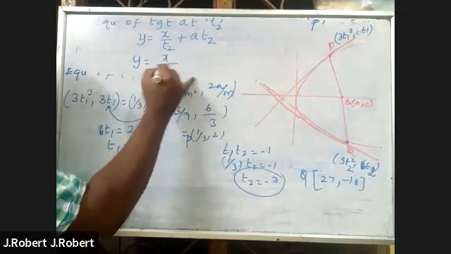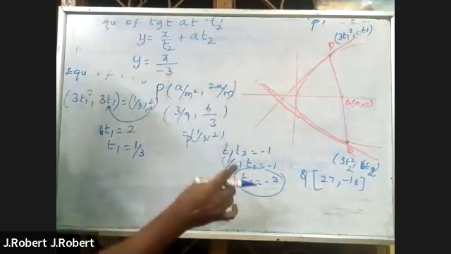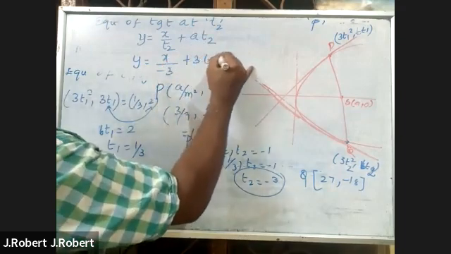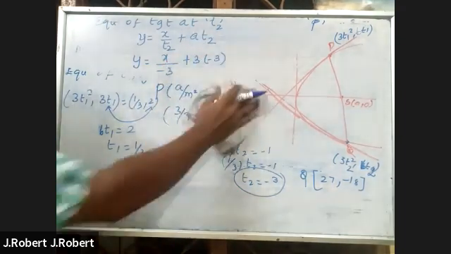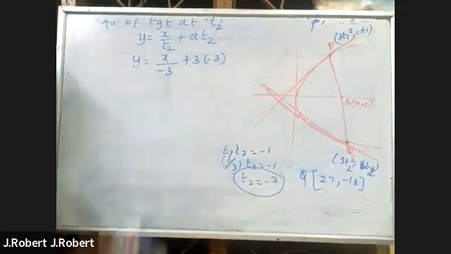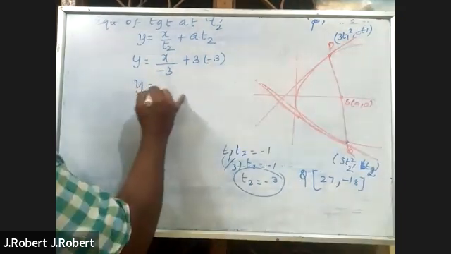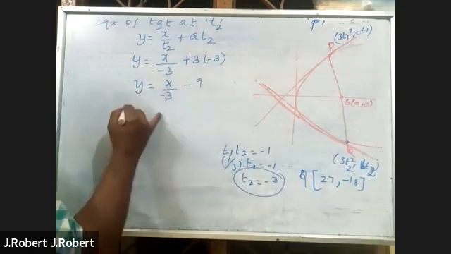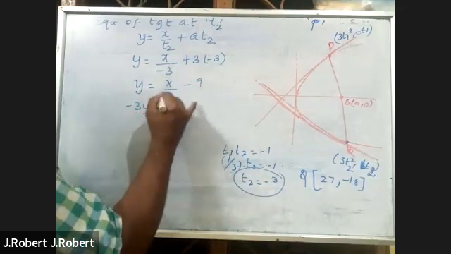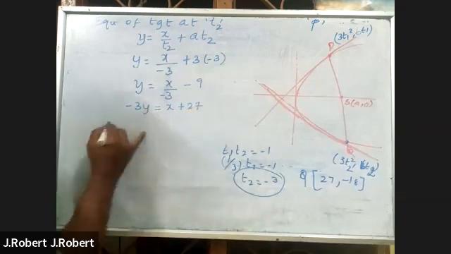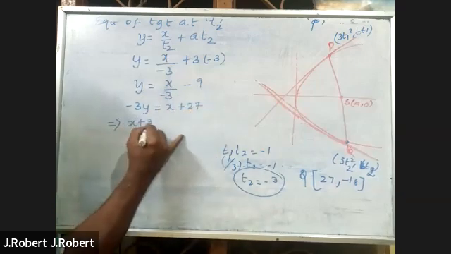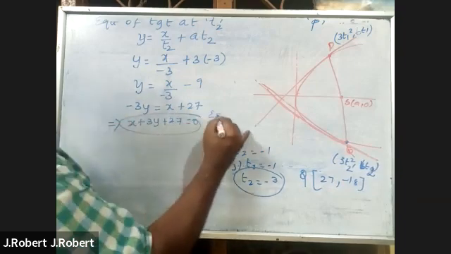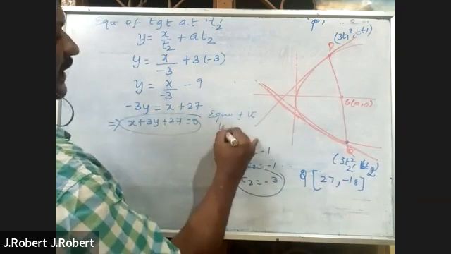x divided by T2 -3. The value of A is known, already found as 3, plus 3 into T2 is equal to -3. Now you take LCM. We'll get y is equal to x divided by -3 -9. So -3y is equal to x plus 27. Therefore, the answer is x plus 3y plus 27 equal to 0. This is called the equation of the tangent at Q.